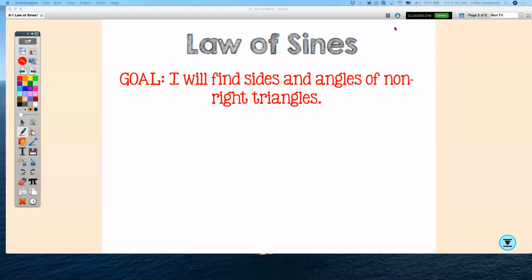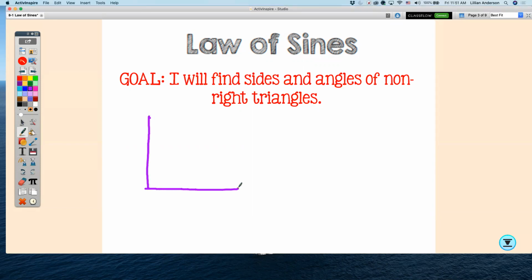In this new unit, you're going to be using your calculator because we are going to be calculating side lengths and angle measures of non-right triangles, finding area of non-right triangles as well. And so before this, you knew how to solve for a side or an angle of a right triangle.